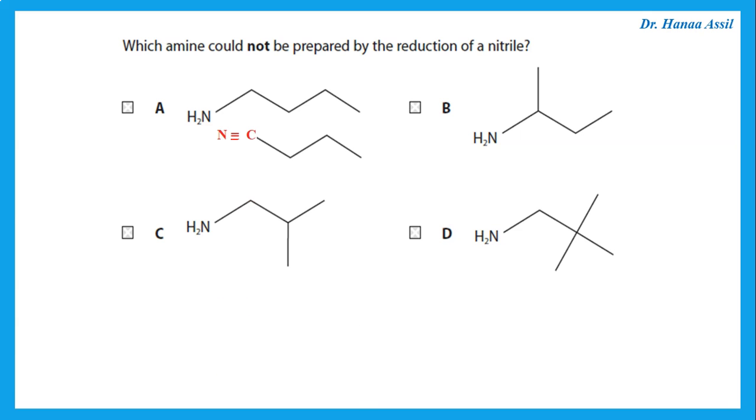Well, the nitrile has to be something in which the carbon at the end is bonded 3 bonds to nitrogen. So A can be made from a nitrile in which you're going to reduce this nitrile, it will give the amine. If I have this nitrile, it would give C. If I have this nitrile, it can give D, but I cannot prepare the structure in B from a nitrile because it needs a carbon that already has 2 groups attached to it, and that means you cannot have triple bond N at that carbon.